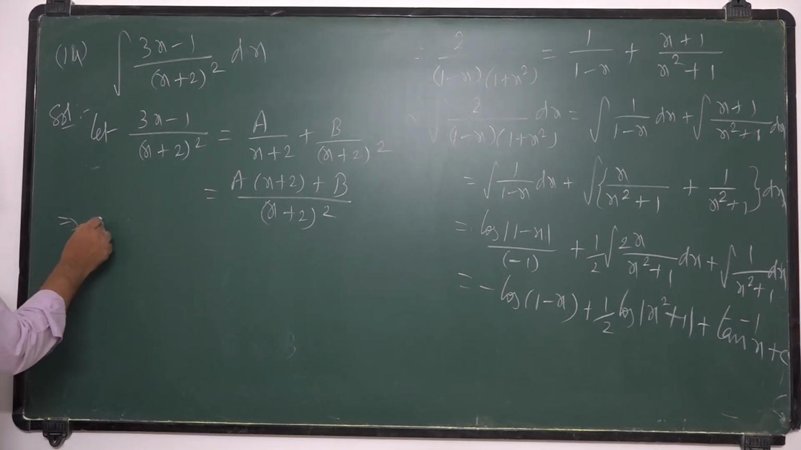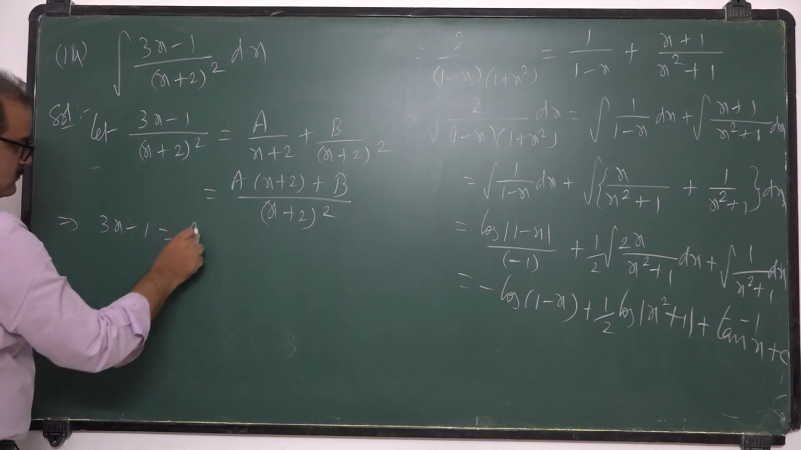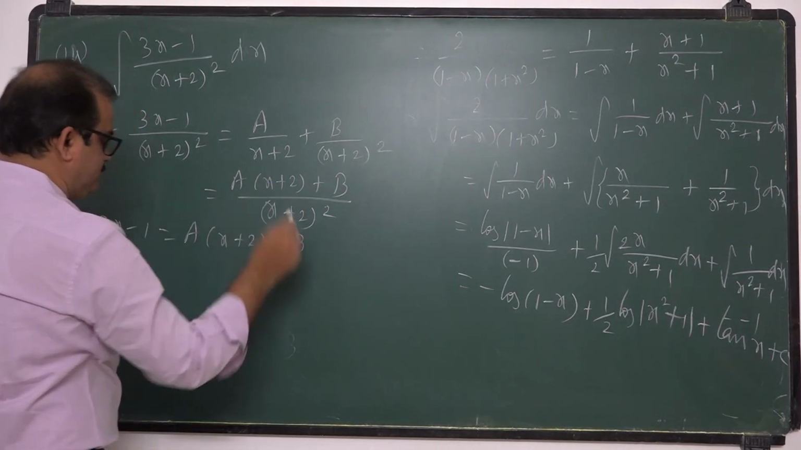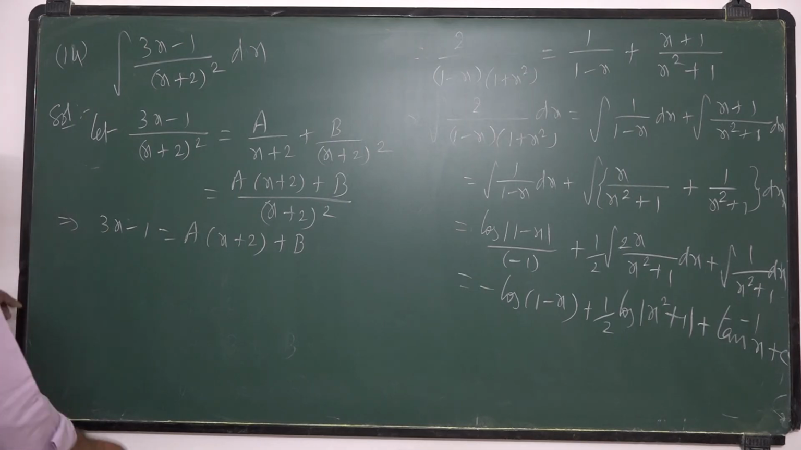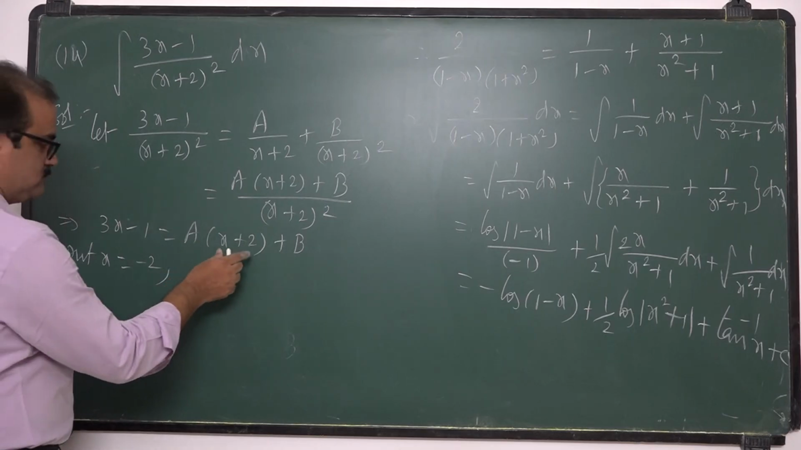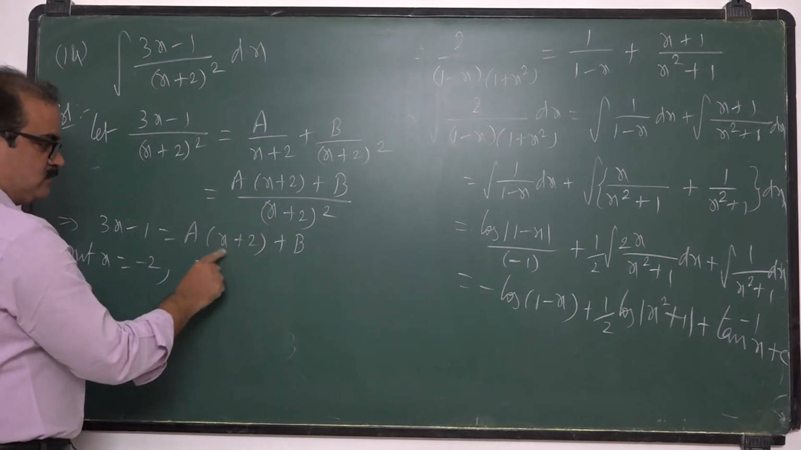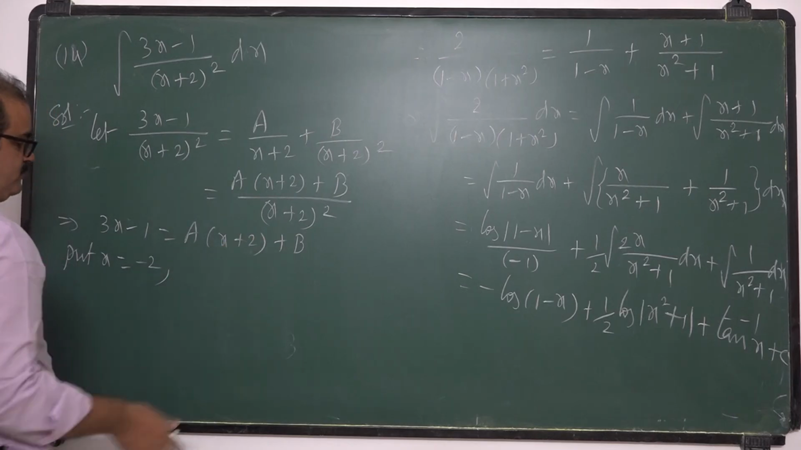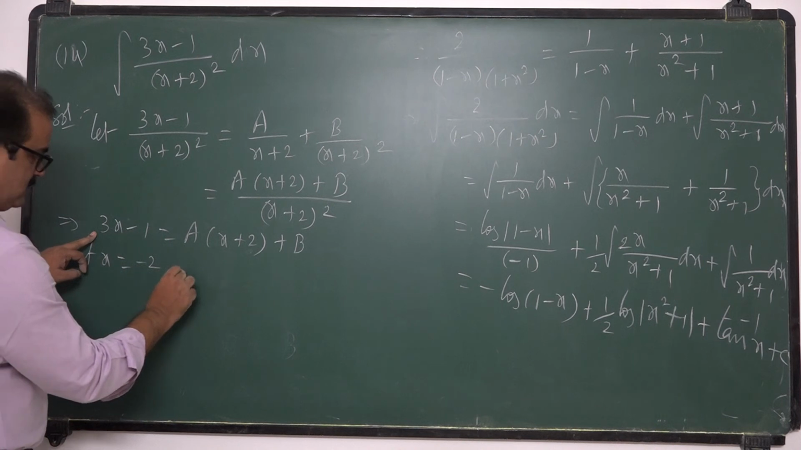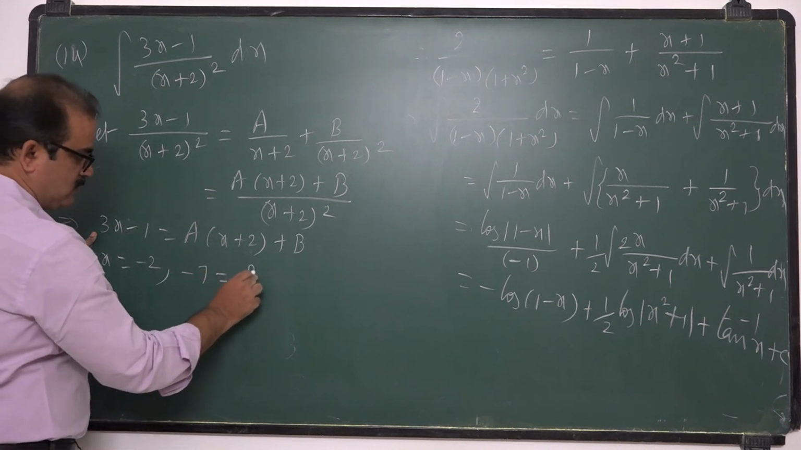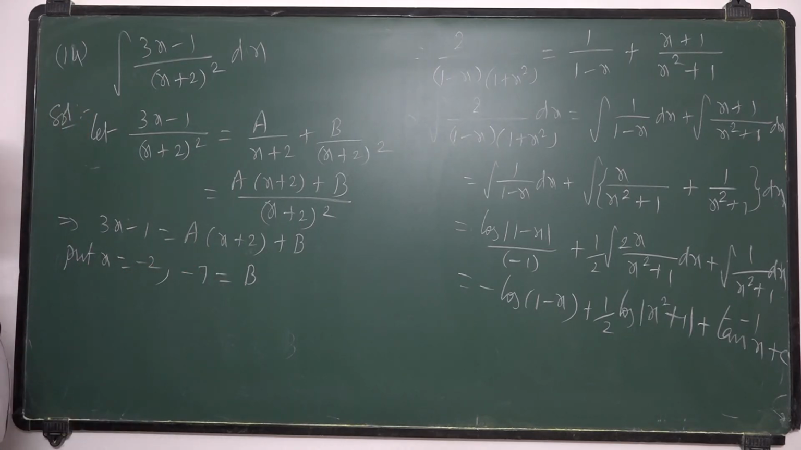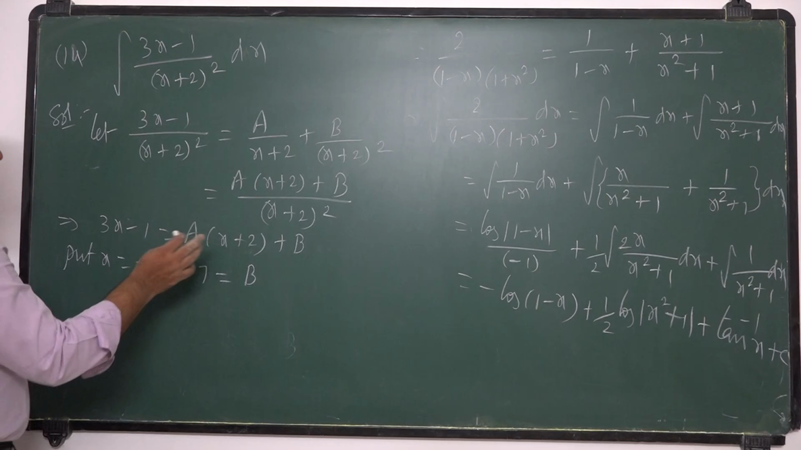Compare the numerators. 3x minus 1 is equal to A into (x plus 2) plus B. Now you put x is equal to minus 2. If you put x is equal to minus 2, this linear factor becomes 0. LHS becomes 3 into minus 2, minus 6 minus 1, minus 7, is equal to B. This term is 0, so we can't give any other value to x.